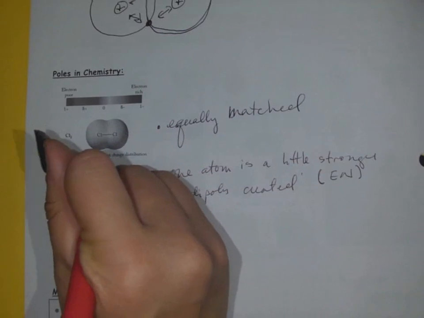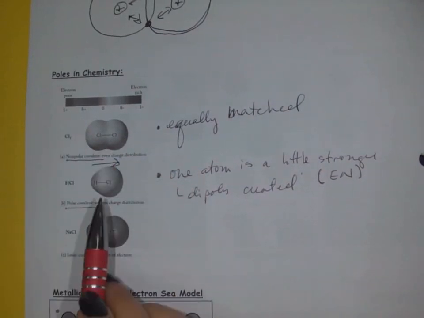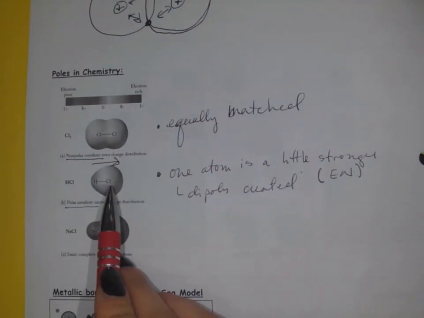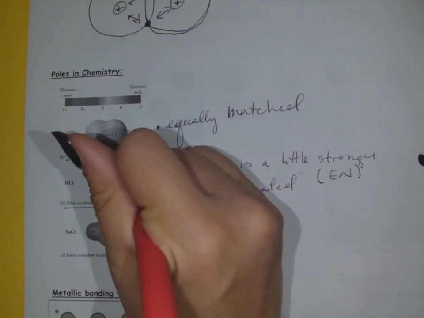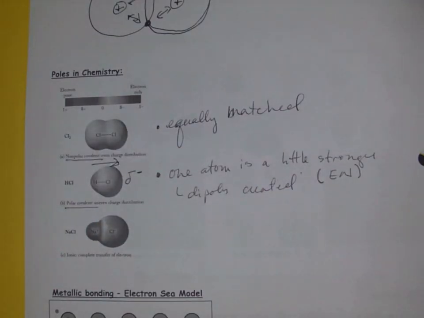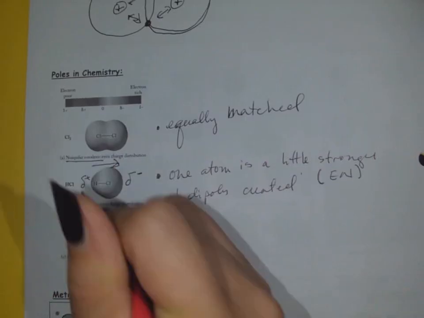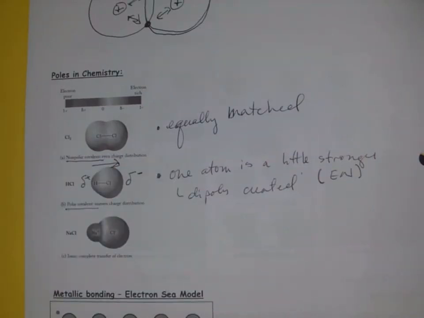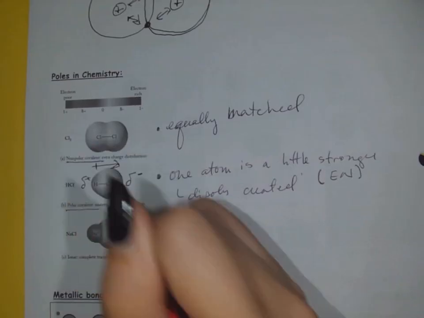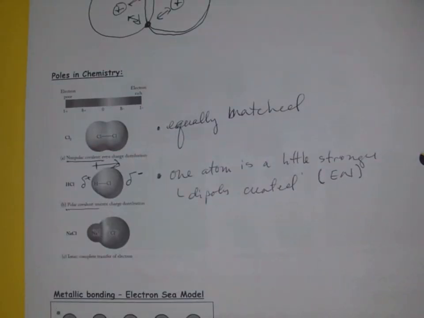So if I were to draw a dipole arrow, it would point towards the atom that is more electronegative, and that means the electrons spend more time over here. We would call that the partially negative side. And then the electrons spend less time over here, so this would be the partially positive side. That means the dipole arrow, we give it a little plus sign on the end, because that's the positive side.